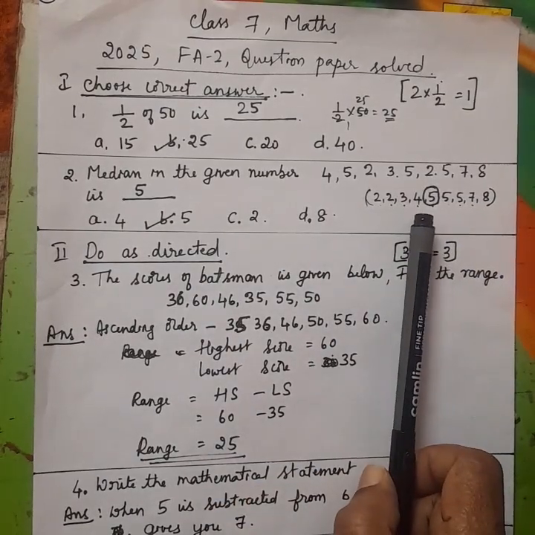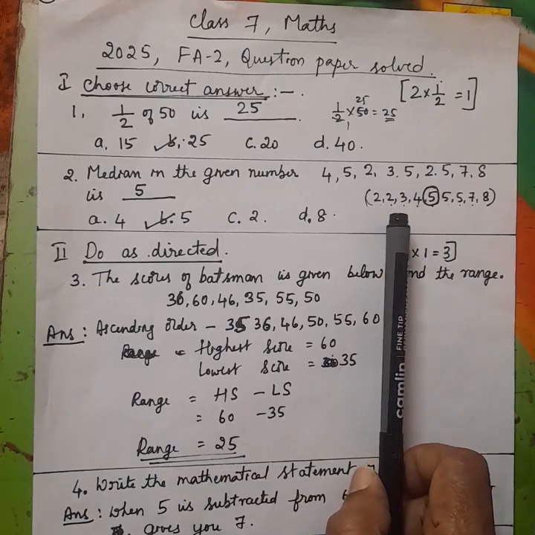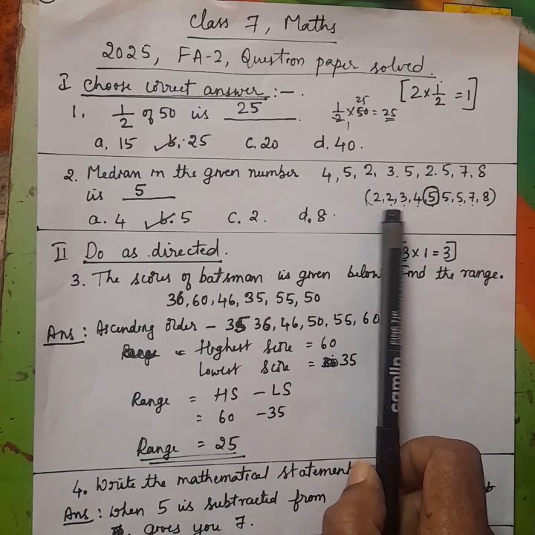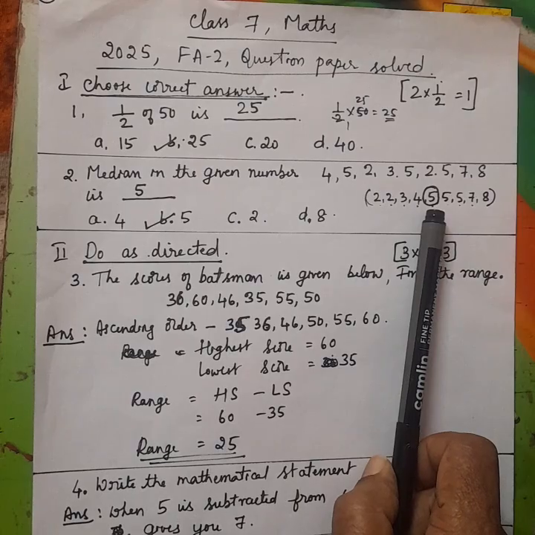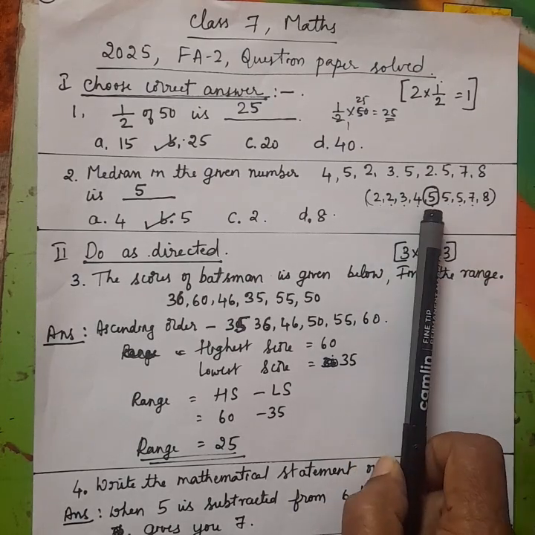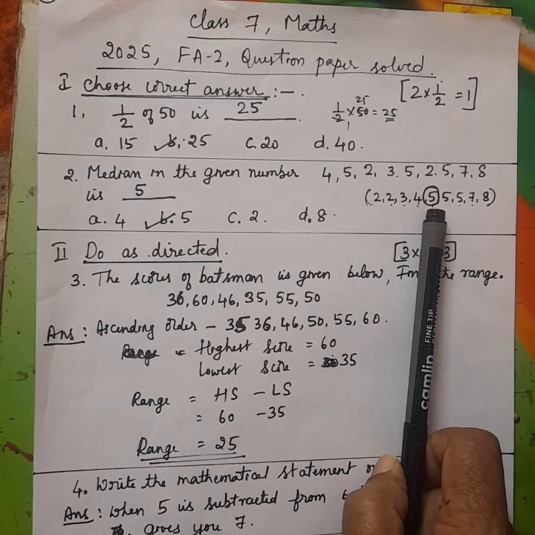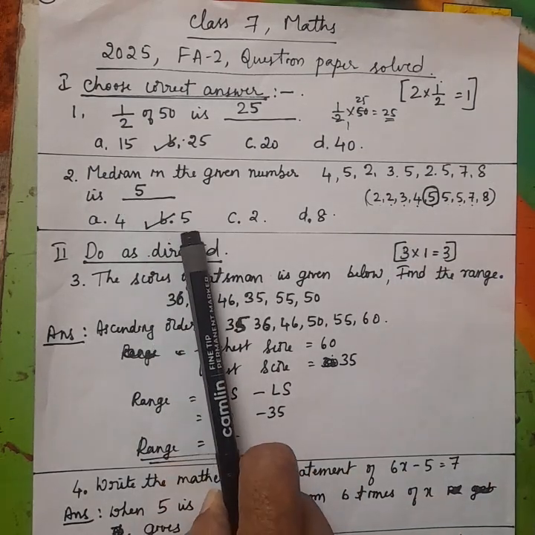So what is the median? Median is the middle number. When you take 9 numbers, the 5th number will be the middle number. So here there are 4 numbers on this side, 4 numbers on this side. The middle number is 5. So 5 is the answer. You can write the answer as 5, option B.